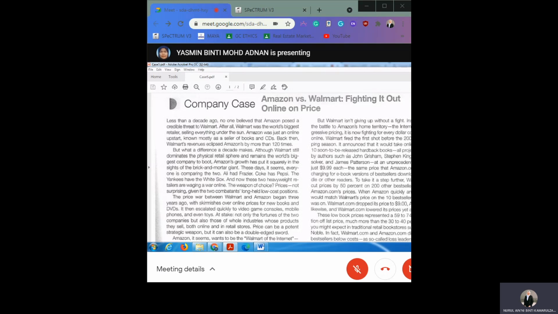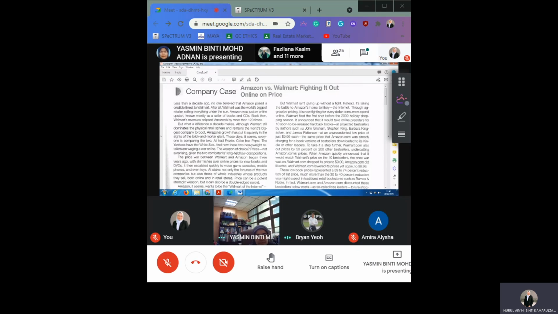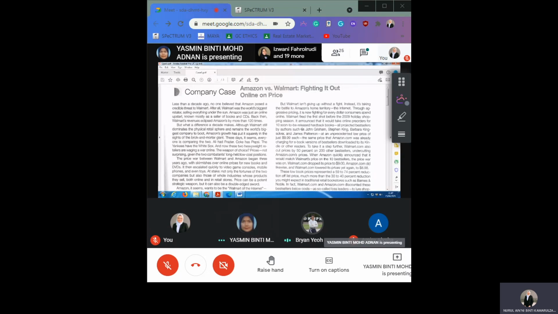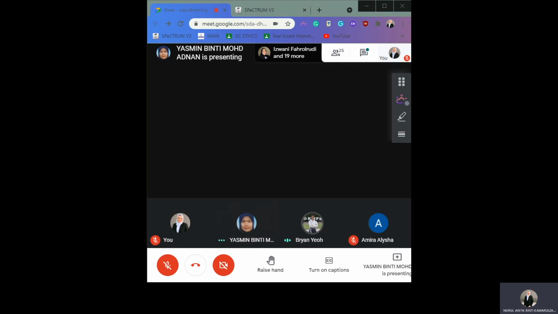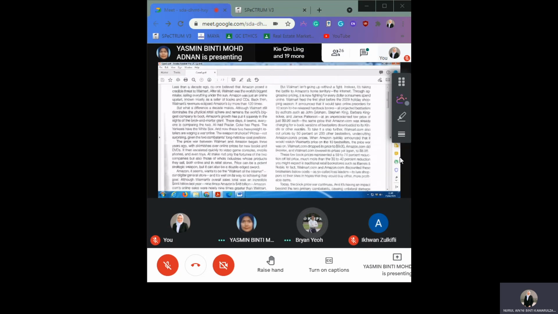To take it a step further, Walmart.com also cut prices by 50% on 200 other bestsellers, undercutting Amazon.com's prices. When Amazon quickly announced that it would match Walmart's price on the 10 bestsellers, the price war was on. Walmart.com dropped its price to $9. Amazon.com did likewise, and Walmart.com lowers its price yet again to $8.98.